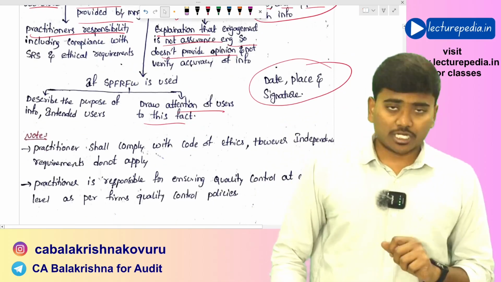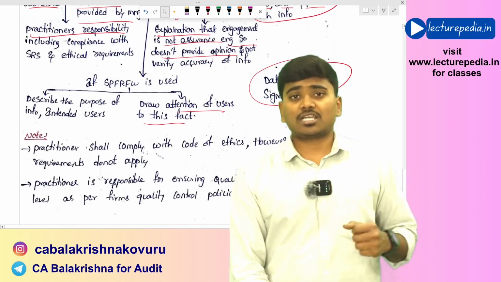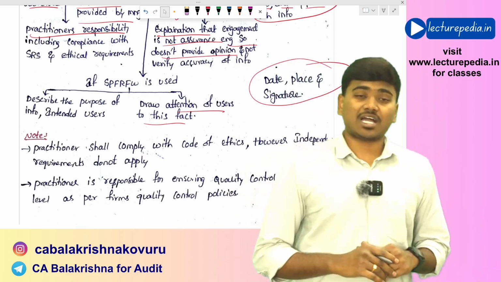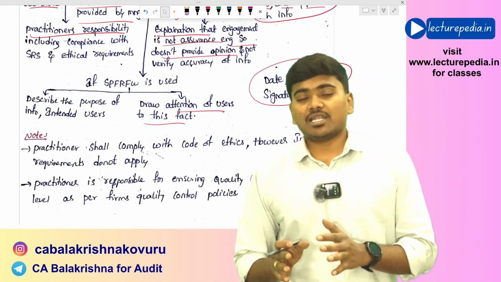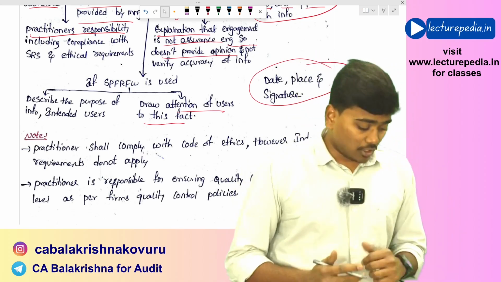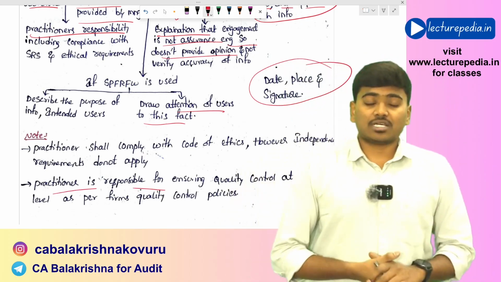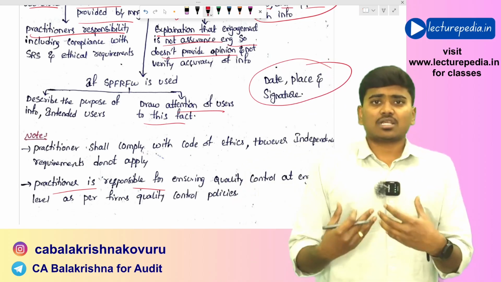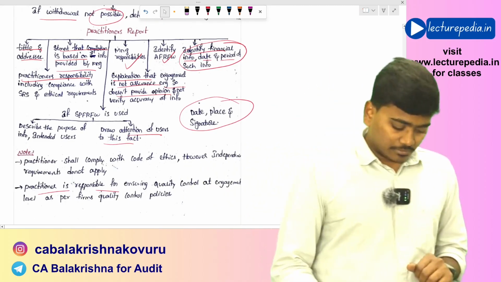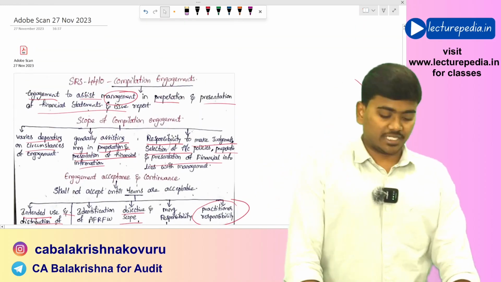Another important point, while performing this compilation engagement, the practitioner needs to comply with the code of ethics. However, the requirement of independence does not apply because this is not an assurance engagement. And also the practitioner is responsible for ensuring quality control for the engagement as per SQC 1. Hope that is clear. This is the revision with respect to SRS 4410.